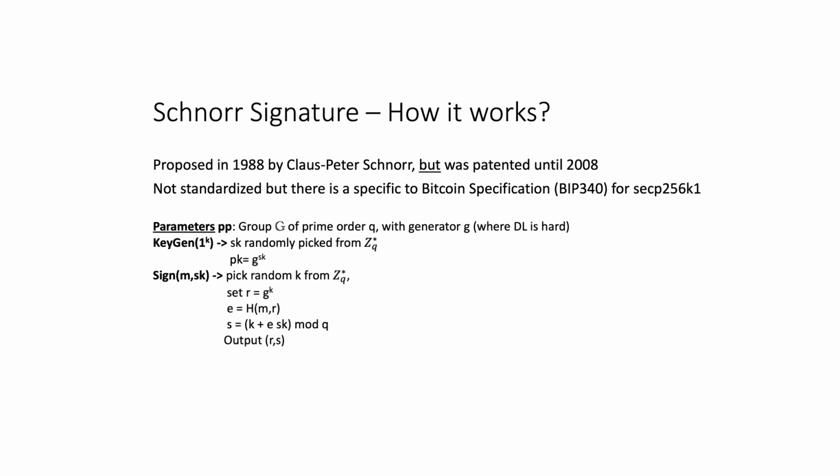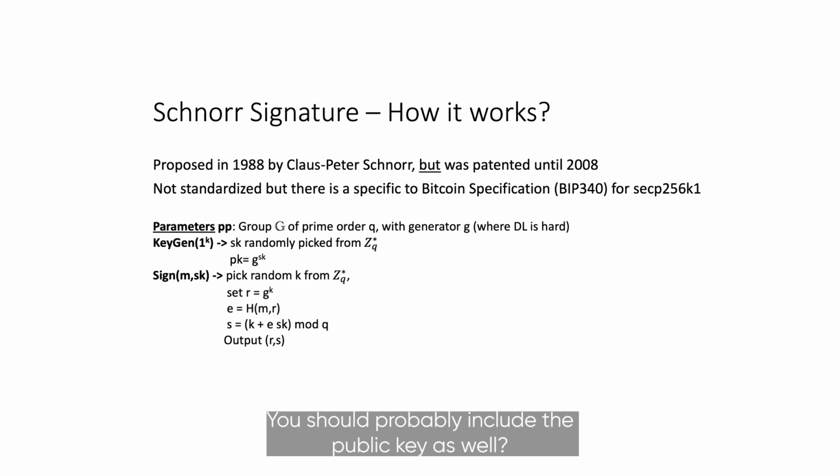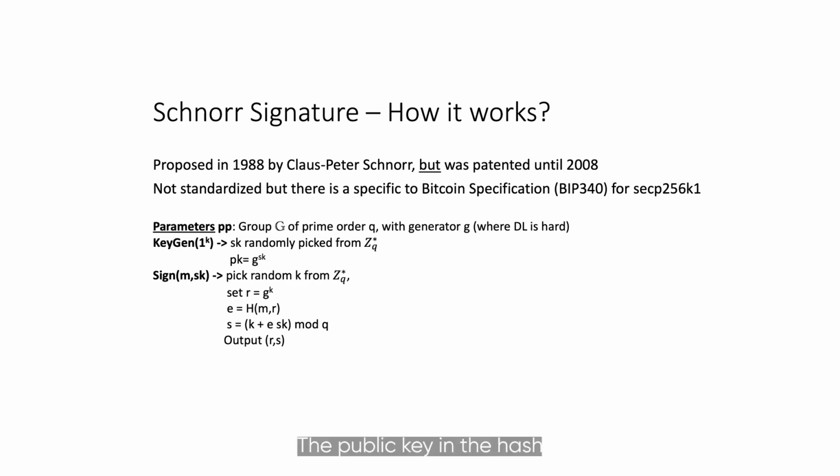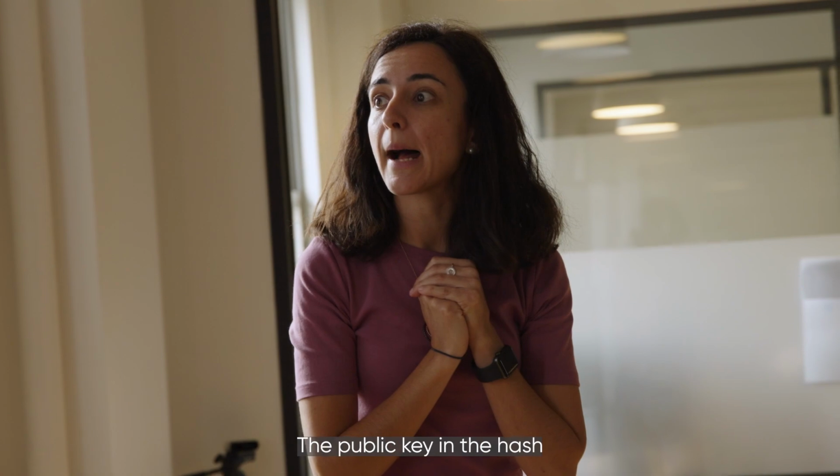And now the signing algorithm again picks this random nonce k. It sets R to be G to the k, hashes the message along with this randomness R, and computes S to be k plus E, which was the output of the hash, times sk, the secret key, mod Q, and the outputs are... Should probably include the public key as well, no? What's that? The public key in the hash. Otherwise, you could... Good point. Yes, you need to include the public key in the hash. Yes.